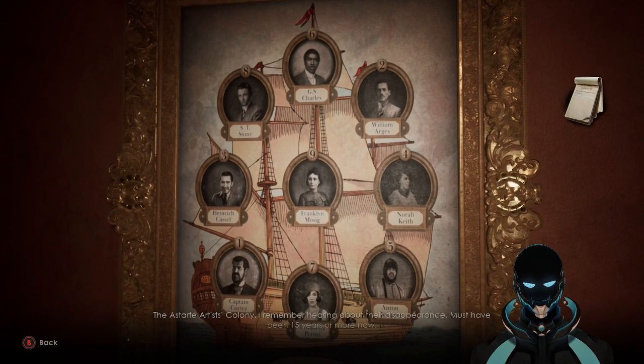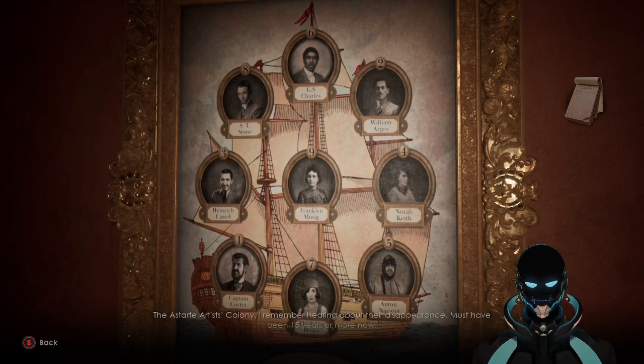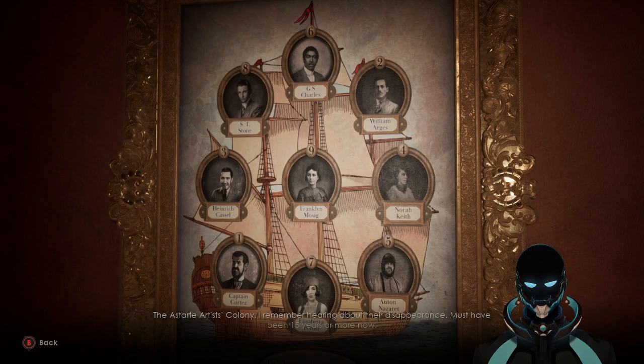Astarte Artist Colony. I remember hearing about their disappearance. Must have been 15 years or more now.